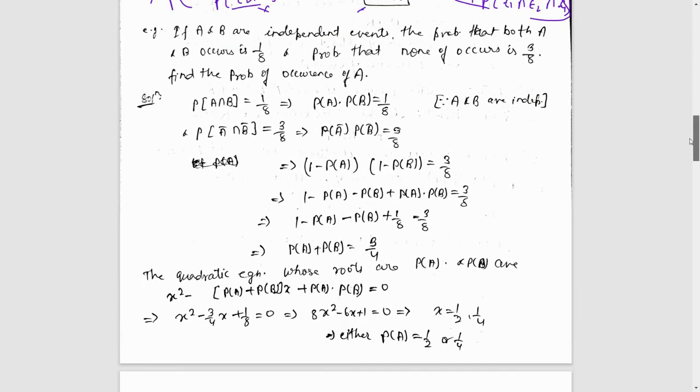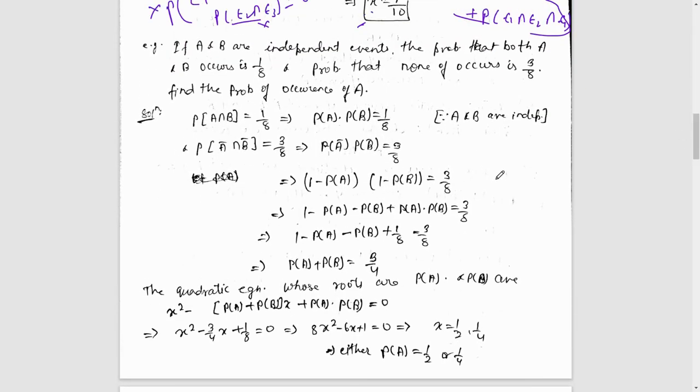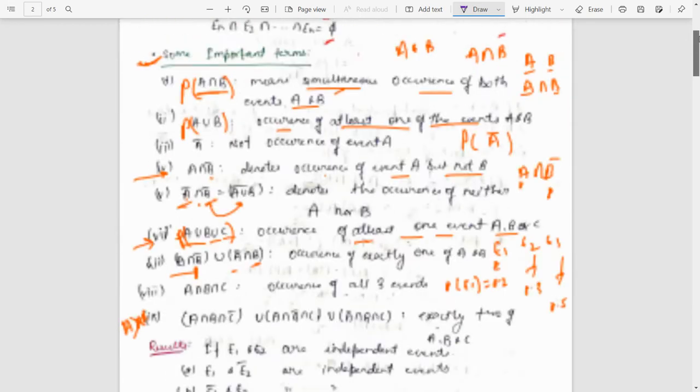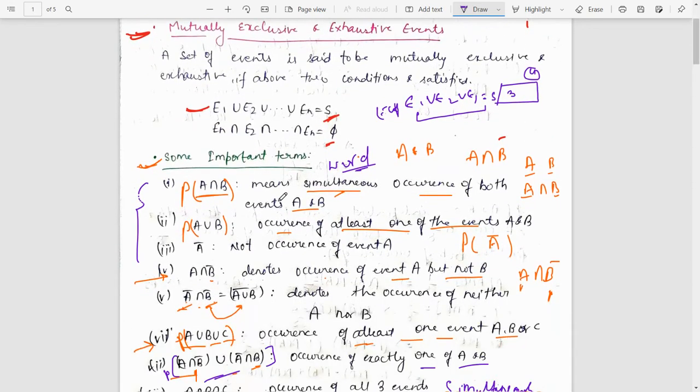The next problem is about some typical application of quadratic equations and probability. It's saying that A and B are independent events, and the probability that both A and B occur is 1 by 8. I already told you that if the simultaneous occurrence of both A and B is counted, it's talking about the probability of A intersection B.